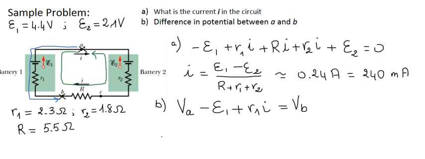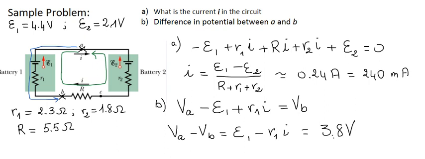From this we can figure out that VA minus VB, bringing this to this side, is equal to E1 minus R1I, and numerical application will give you 3.8 volt. And that's it for the single loop problem.